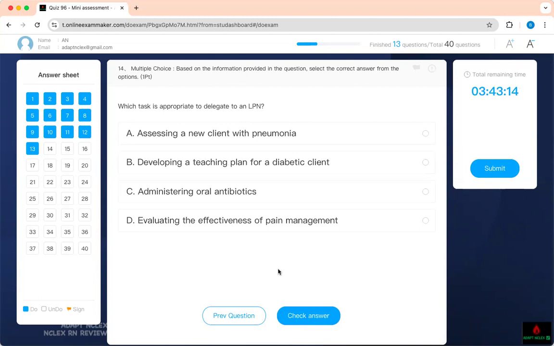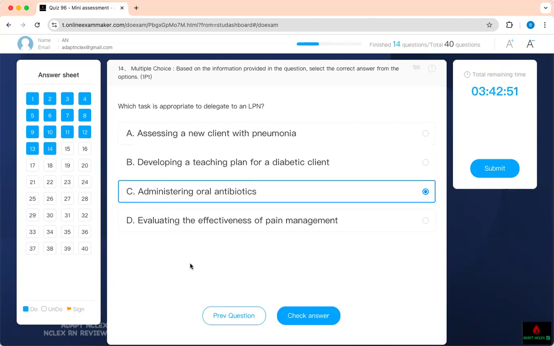Which task is appropriate to delegate to the LPN? I call it MMR most. Assess a new client with pneumonia. Assessment is done by the RN. Develop a teaching plan for a diabetic patient. Teaching is performed by the RN. They can reinforce the teaching, right? Administration of oral medication. They can take care of most medication. This is appropriate. Evaluating the effectiveness of pain. They are not involved. The nurse will assess, I call it evaluate, assess, and treat.